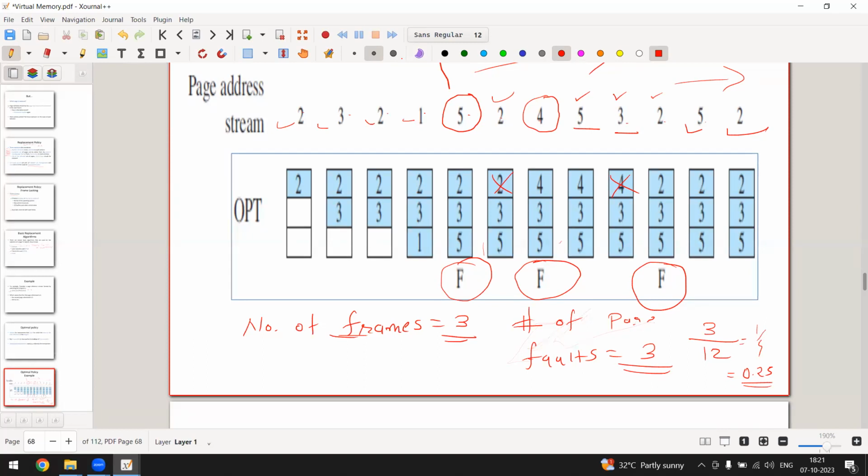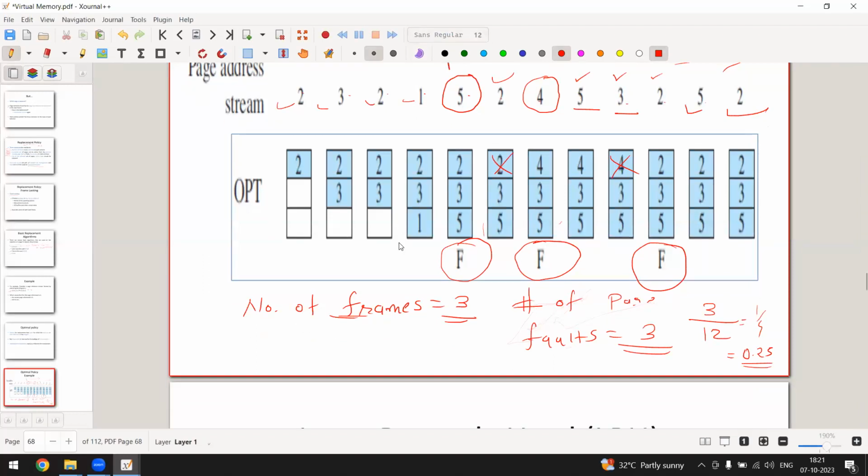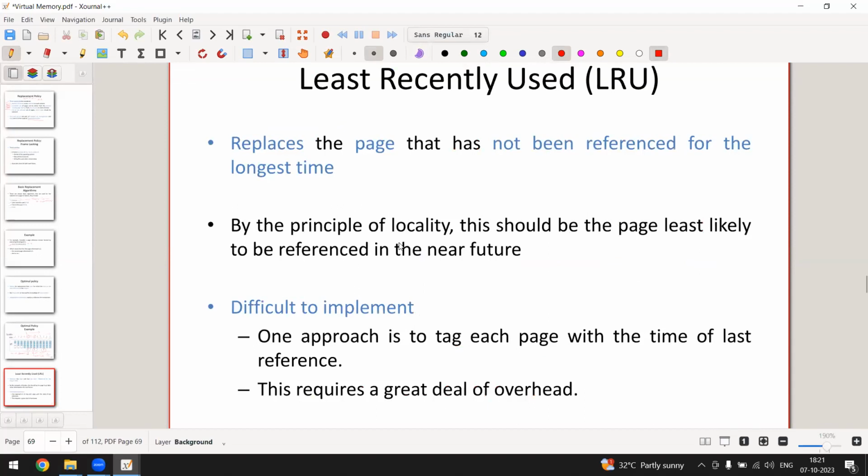But as I discussed earlier, this optimal policy is not a good policy for implementation. It requires the knowledge of future, which is not quite feasible. So that's why we have another popular approach that's called least recently used. Now if you cannot look in future, at least we can look in the past. So look in the past and find out the least recently used page.